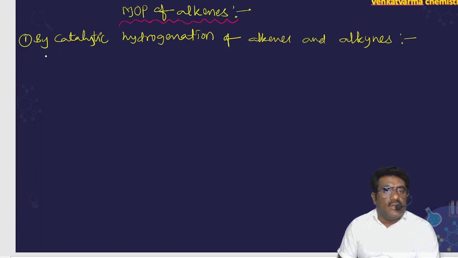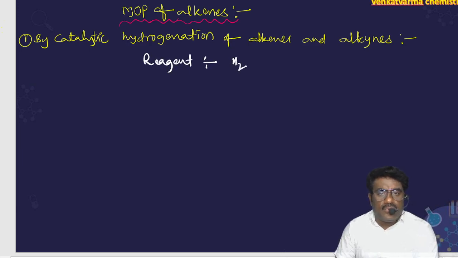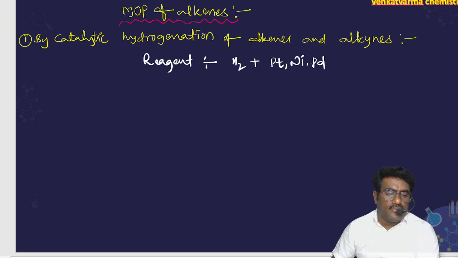The first method is by catalytic hydrogenation of alkenes and alkynes. What is the reagent used for the hydrogenation? The reagent is H2 gas plus platinum, nickel or palladium metal. This is the reagent for catalytic hydrogenation of alkenes and alkynes.